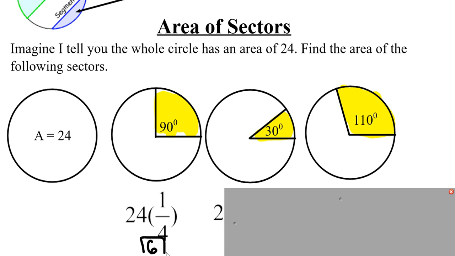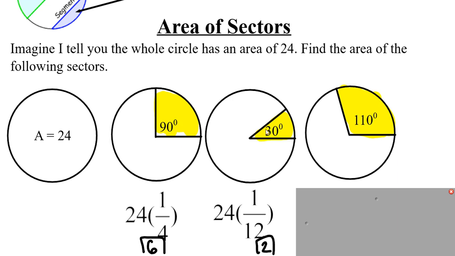Let's do another. What about this one? Well, this is 30 degrees, so you would say 30 degrees is what part of a circle? Well, 360 divided by 30 is 12, so that should be 1/12 of the entire circle. The entire circle is 24, so that'd be 24 times 1/12. That should be 2. Or you could have just thought, hey, this was 90 degrees and that was 6, and this is 1/3 of the 90, so that has to be 2. What about the last one?